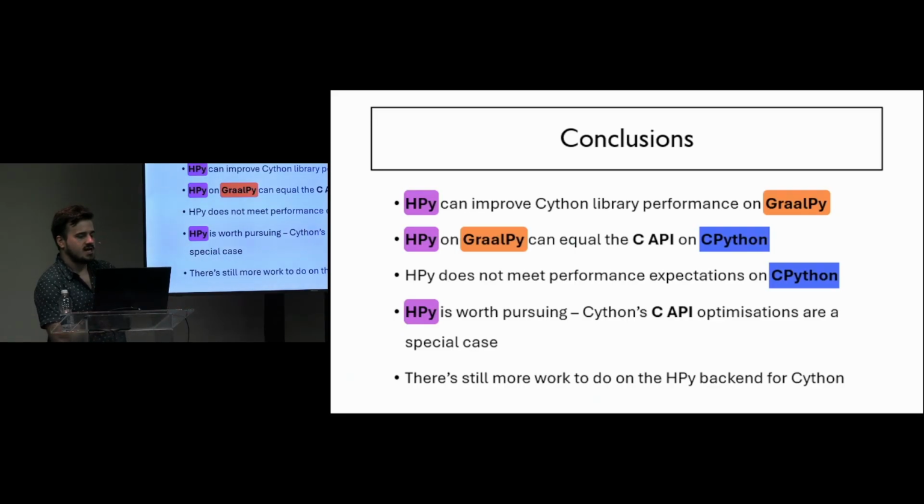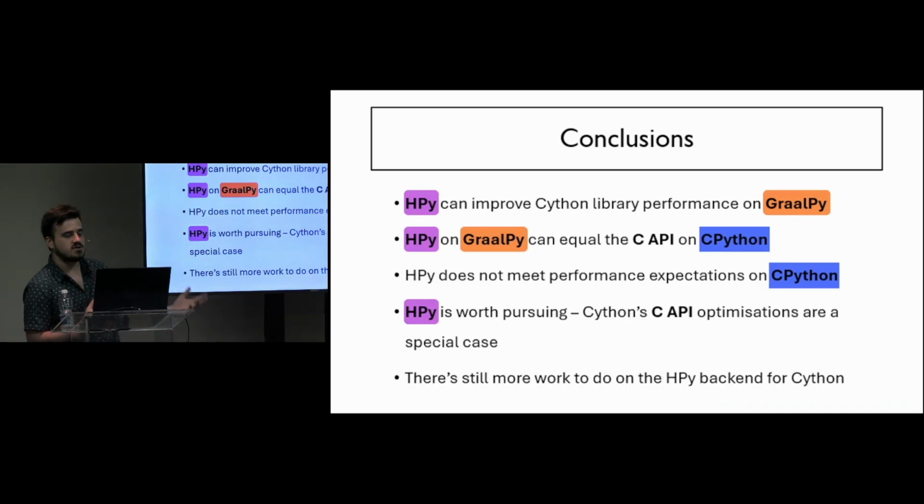Okay. And also, HPy on GraalPy can equal the C API on CPython, as you saw in the for loop benchmark. That is when we don't do things that HPy hasn't yet implemented in a very efficient way, like calling, or simply using other libraries that still use the C API. So if we don't do things like that, we can meet the design goals of HPy of firstly improving performance on GraalPy and equaling the C API on CPython.